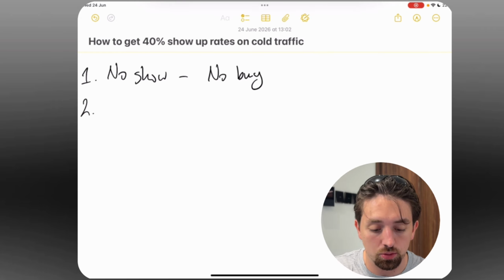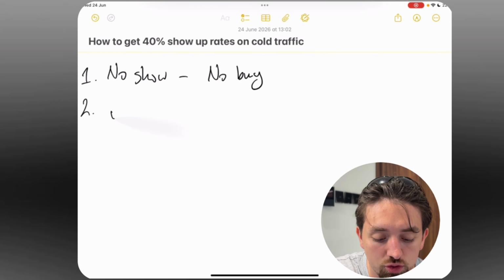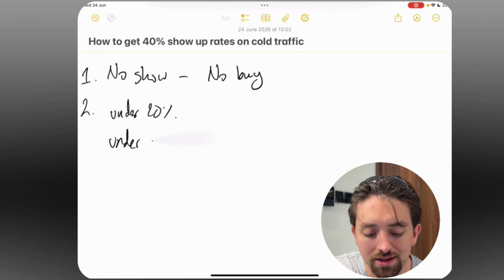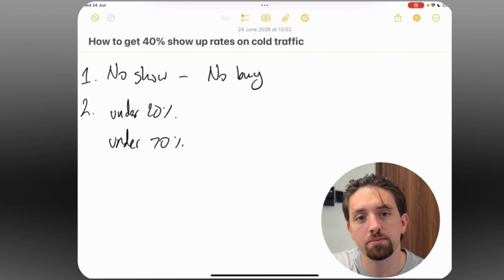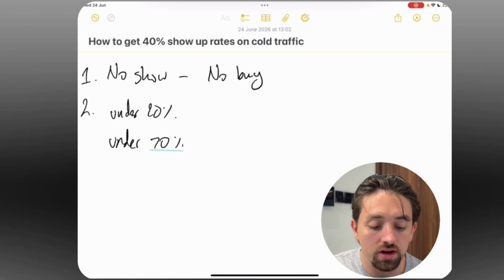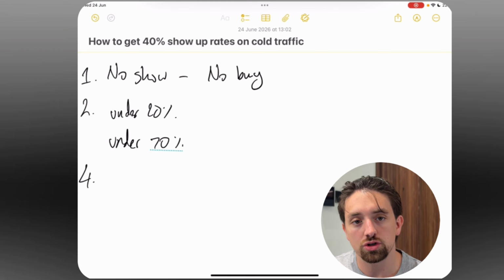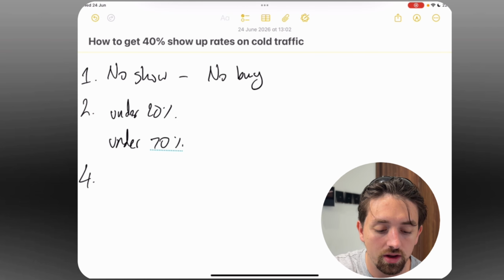If it is the problem, and for a webinar, I would say under 20% is bad. On a call funnel, it would be under really 70% is pretty bad. You're losing a lot of deals on the table. You need to work on this. You need to understand there are only a few key things that actually drive show-up rates. And so let's just get straight into it without any more fluff.